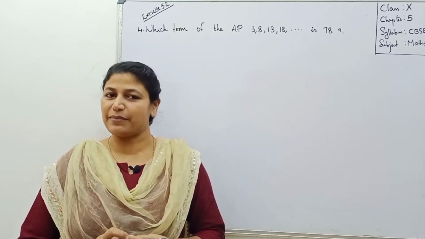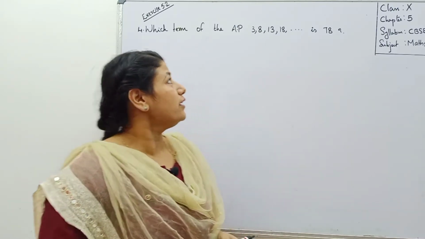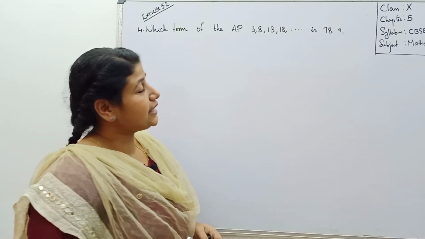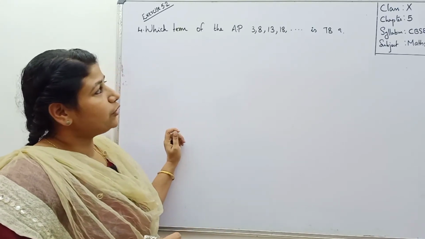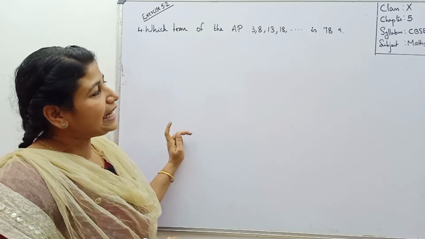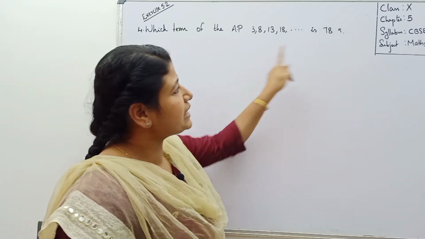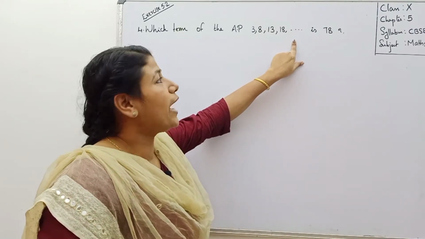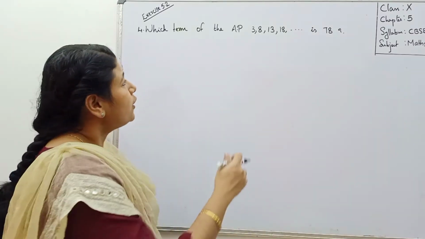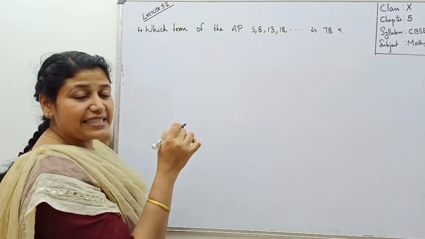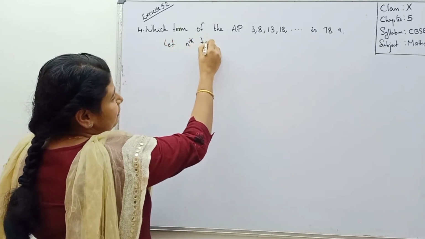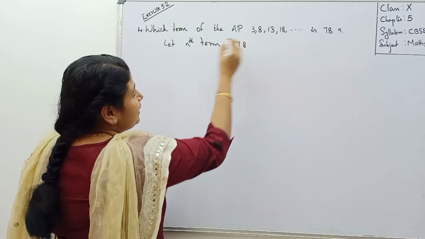Today also we are continuing with the same exercise 5.2. Fourth question, which term of the AP 3, 8, 13, 18 etc. is 78? We have an AP 3, 8, 13, 18 etc. If you are continuing like this, you will get a number 78 in this progression. You have to find out the position of that 78. So, we can take 78 as the nth term. Let's take the position of 78 as n.